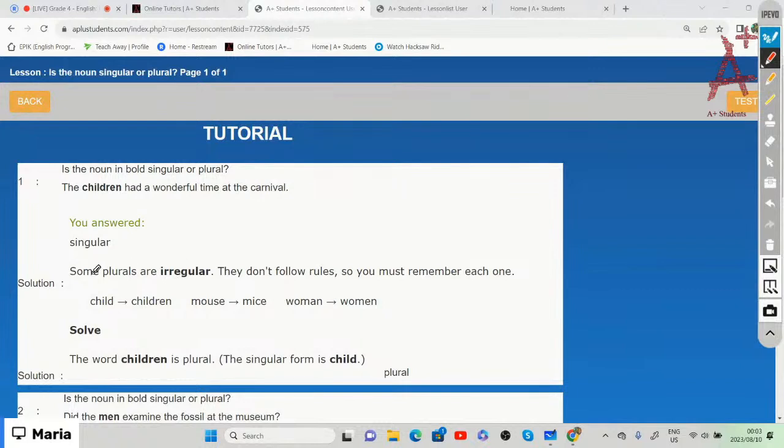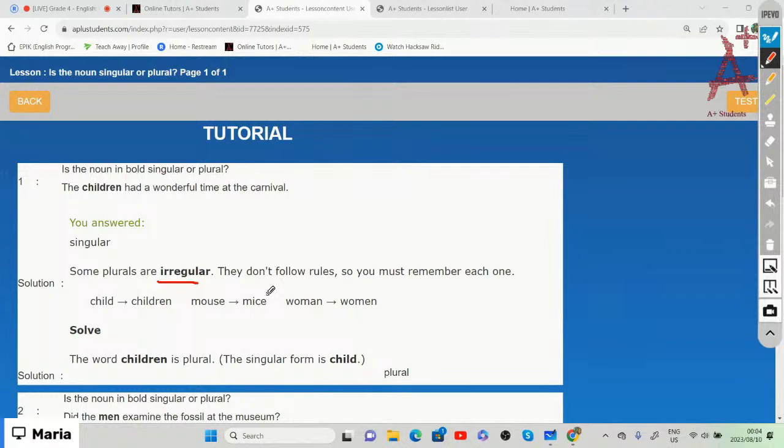All right, so some plurals are irregular. Remember plural means if we're referring to more than one person, then it is plural. Singular refers to only one person, animal, place, or thing. But plural means that we are referring to more than one person, place, thing, animal, or idea, right? So, some plurals are irregular. They don't follow rules. So, you must remember each one.